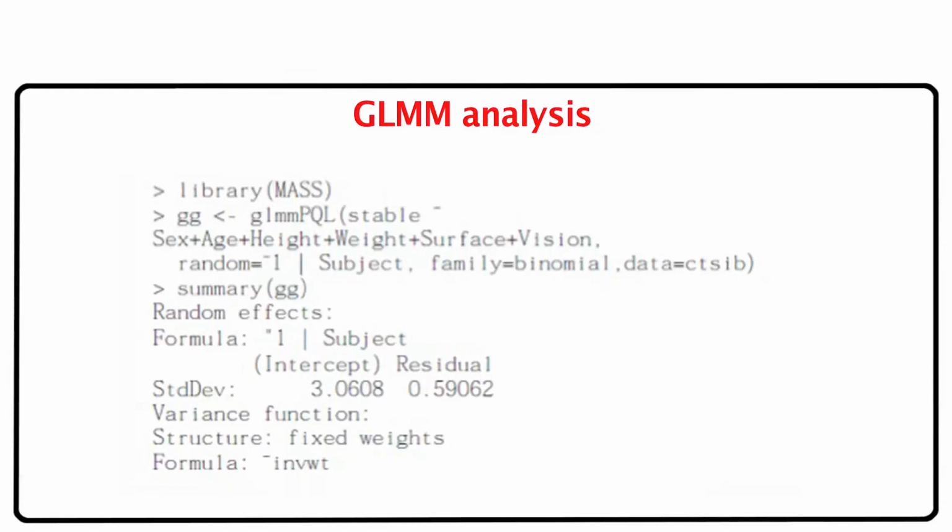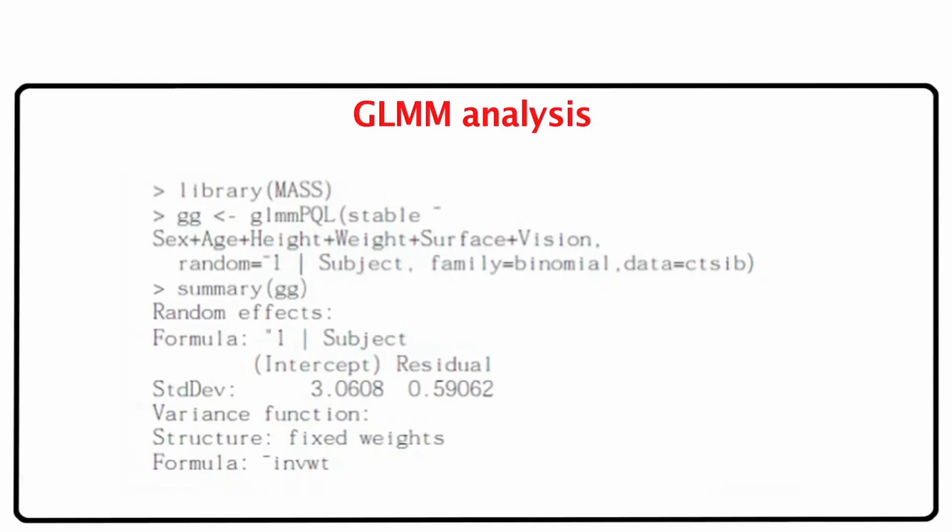So in this piece of code, I first call the MASS library, and then I use the glmmPQL function to fit a regression of stable on sex, age, height, weight, surface, and vision. As before, my family is binomial and my data is CTSIB, but I now have one extra component of the syntax which says that random is equal to tilde 1 within subject. Now you have seen similar kind of syntax when you have considered fitting a linear mixed model. What this says is basically to include a separate but same intercept within each subject.